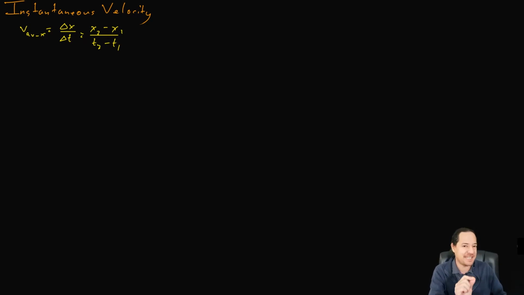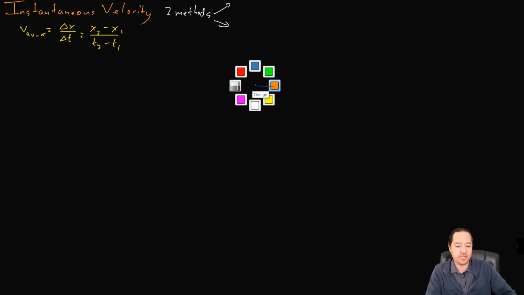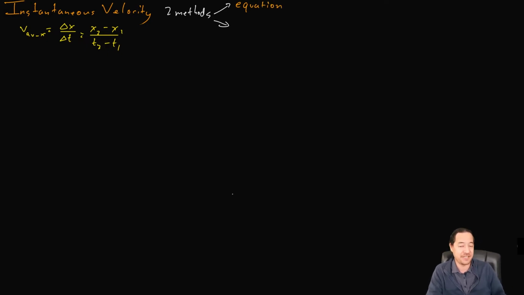But we want to look at instantaneous velocity today, and we're going to do this using two different methods. The first method is going to be looking at an equation. We will learn how to write an equation to give us the instantaneous velocity. And the second will be graphically. We'll be looking at a graph, and we'll see how we can draw on this graph and get an idea of the instantaneous velocity.